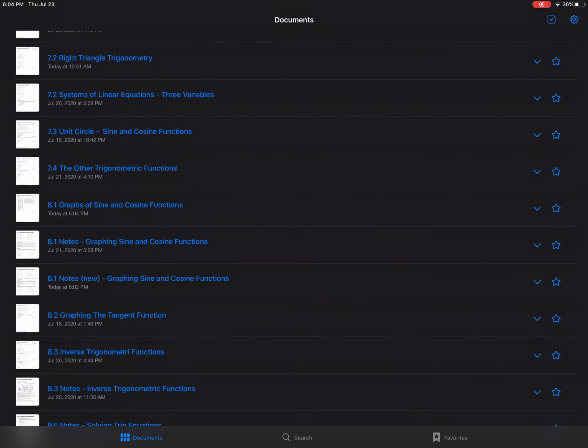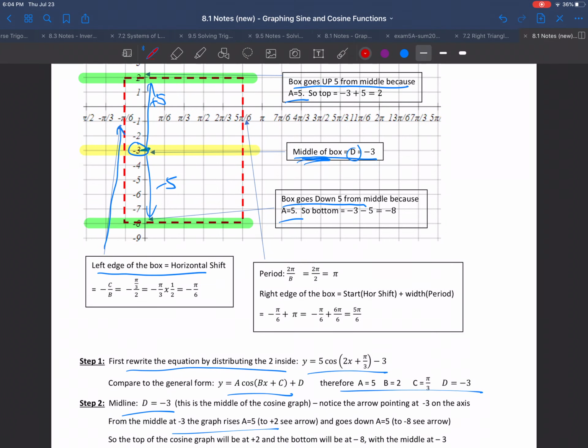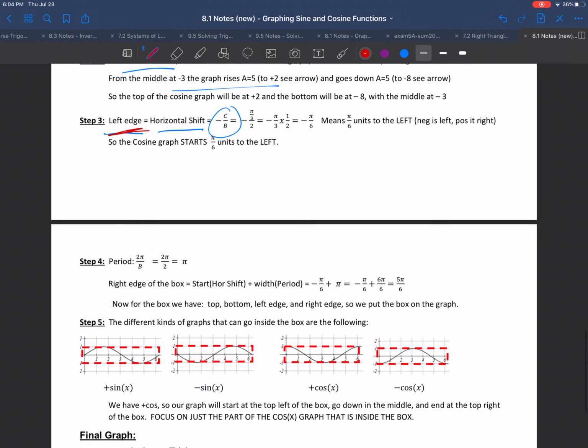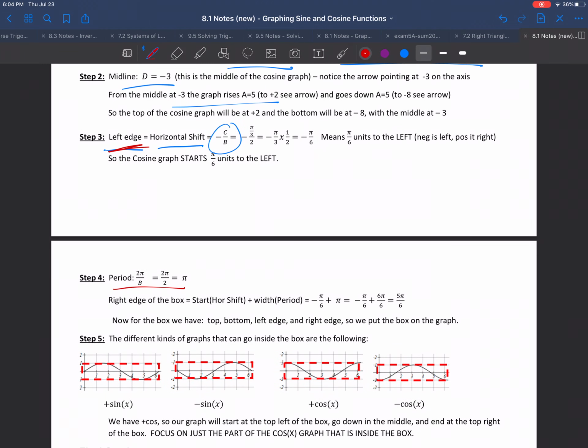So how do we get the right edge? Back to the notes. So notice, so down here we got the left edge. So now, calculate the period, and then the right edge will be where you start, meaning the horizontal shift, the left edge, plus the width.